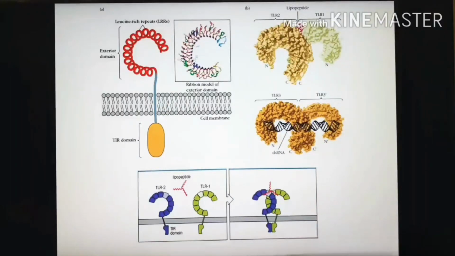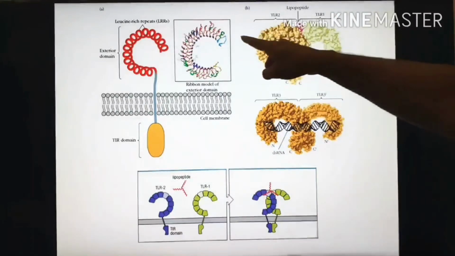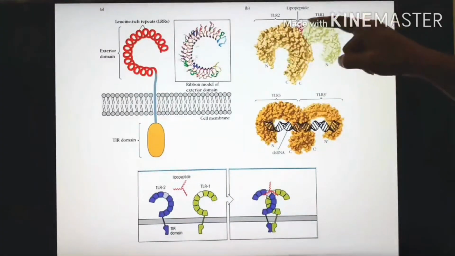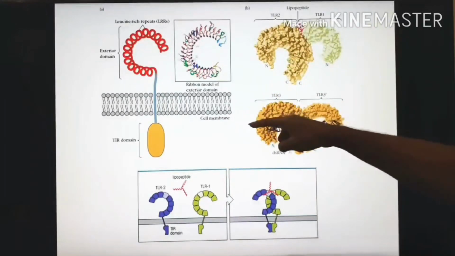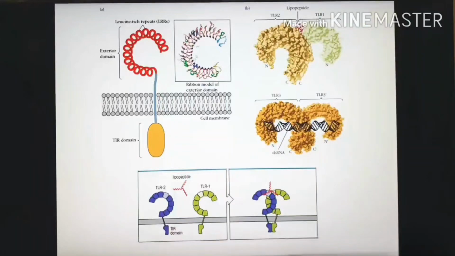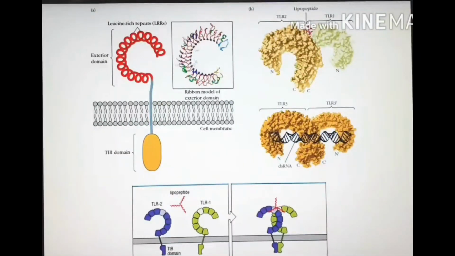In mammals, it is called toll-like receptor. The toll-like receptor contains two major domains. One is called leucine-rich repeats, which is the external domain, and a cytoplasmic domain called the TIR domain that is responsible for cell signaling. I want to mention that toll-like receptor cannot work as a monomer. It always forms a dimer. It can be a heterodimer or homodimer.